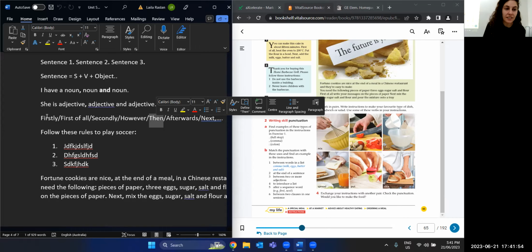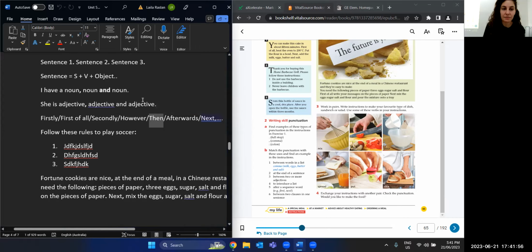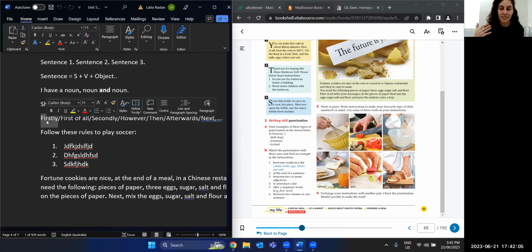So these words, I must put a comma when I use these words. They're called sequence words. There's many more, but these are the common ones. So when you start a sentence with these words, you must put a comma after it.